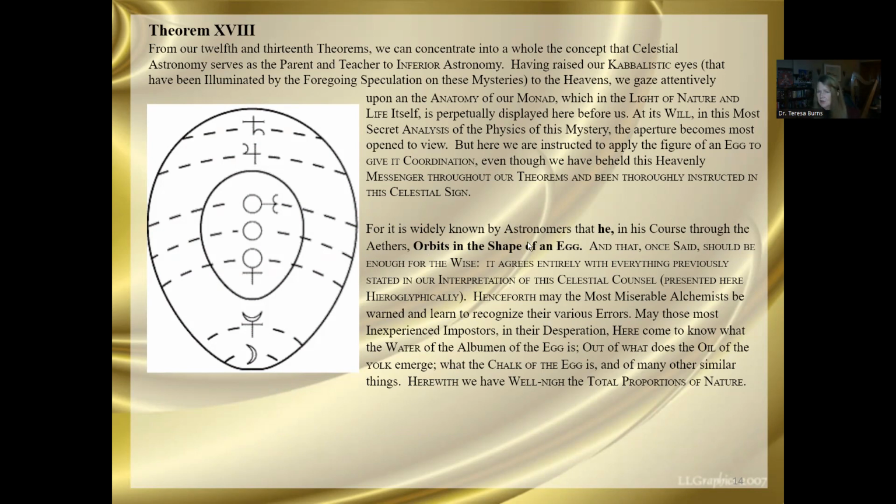For it is widely known by astronomers that he, Mercury, in his course through the ethers, orbits in the shape of an egg. It's an oval orbit. Do you know that? We know that. And that, once said, should be enough for the wise. It agrees entirely with everything previously stated in our interpretation of this celestial council, presented here hieroglyphically.